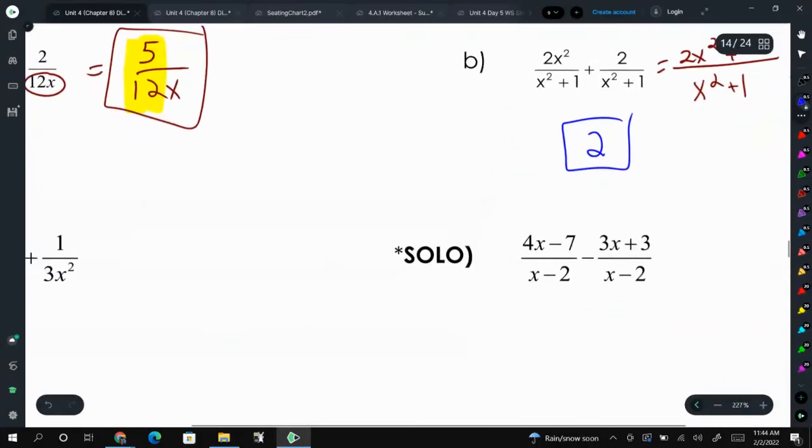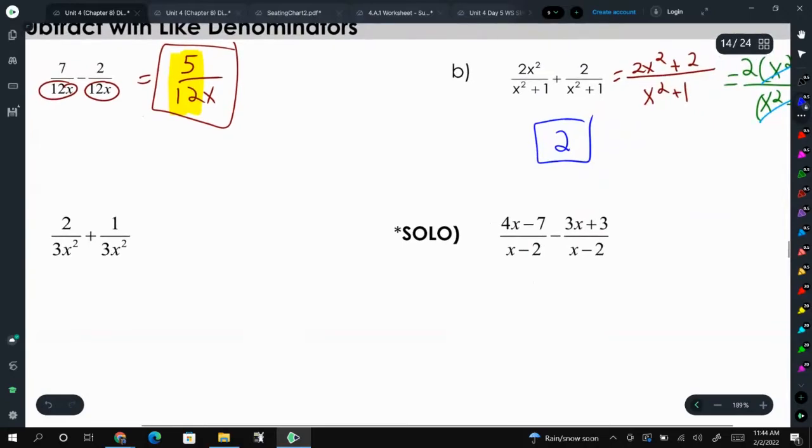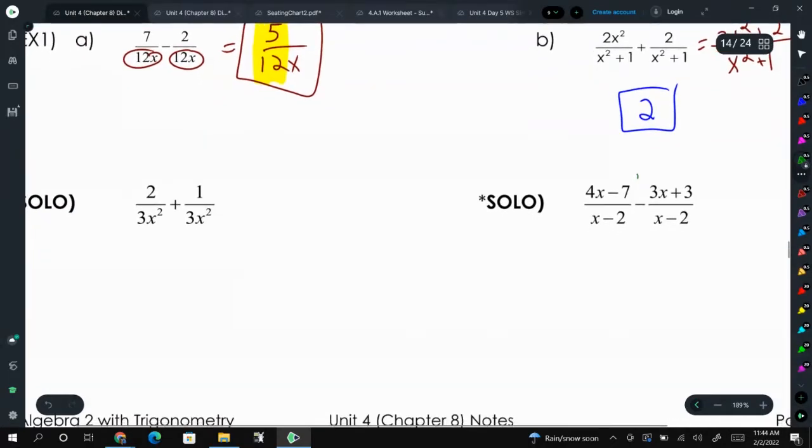So I want you to try these real quick. Remember that when we subtract, for this solo problem, when you subtract, it's got to go to both of these things. So pause the video. Once you're done, unpause it to see what your answer is.